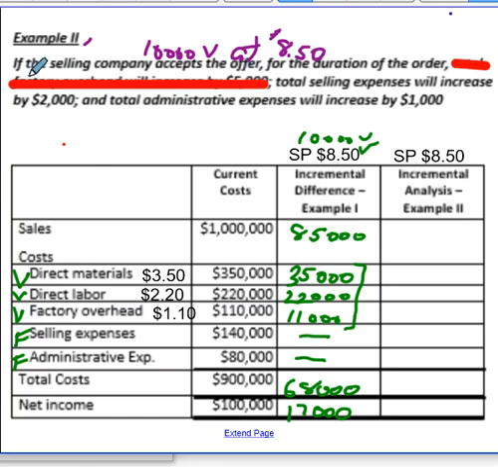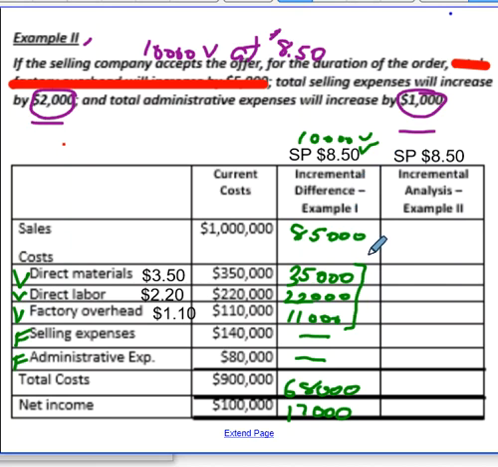So we have some additional information here though. So us being the selling company, if the selling company accepts that offer of 10,000, for the duration of the order, total selling expenses will increase by $2,000. Why? We're just told that's what'll happen, so we just leave it at that. Total administrative expenses will increase by $1,000. So for some reason, our fixed costs are going to increase by an incremental amount.